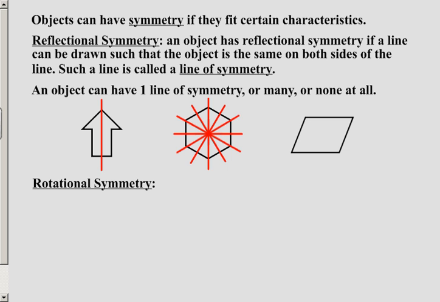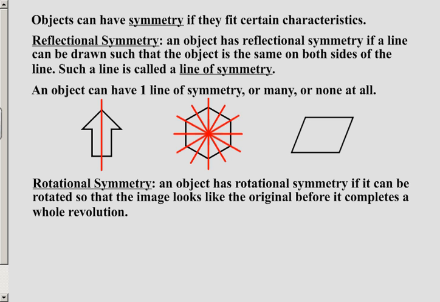There is also what's known as rotational symmetry. Rotational symmetry would apply if a figure could be rotated so that the image looks exactly like the original before it completes a whole revolution. So for example, if we took something like this 4-sided shape, this quadrilateral, what we would like to discover is, could I begin rotating this figure and have it realign with the pre-image before I complete an entire rotation?